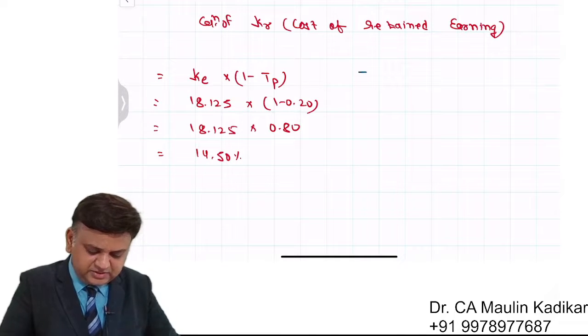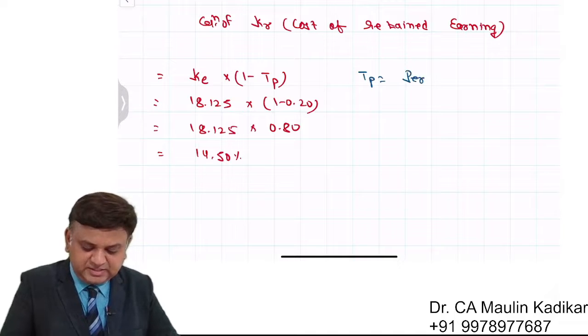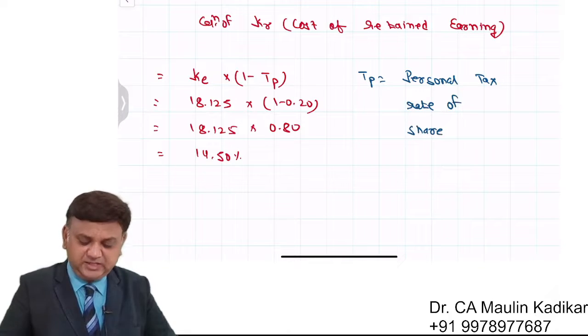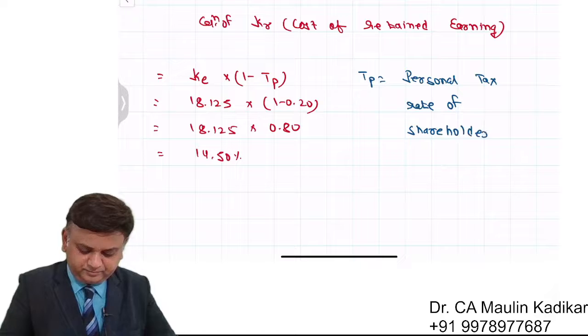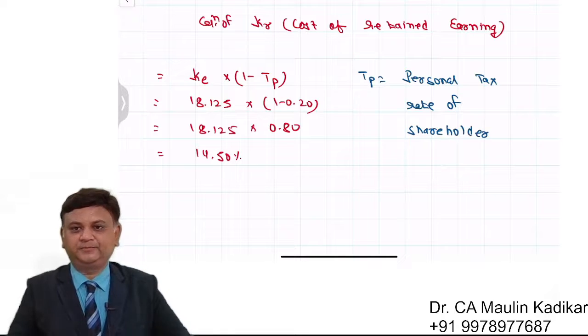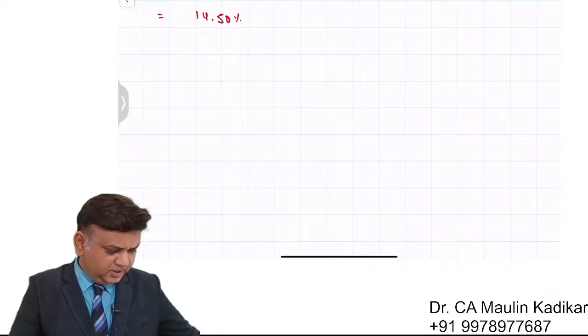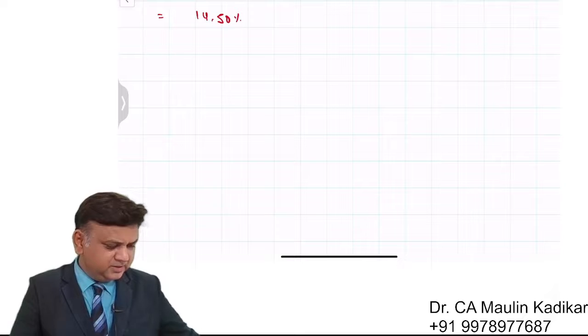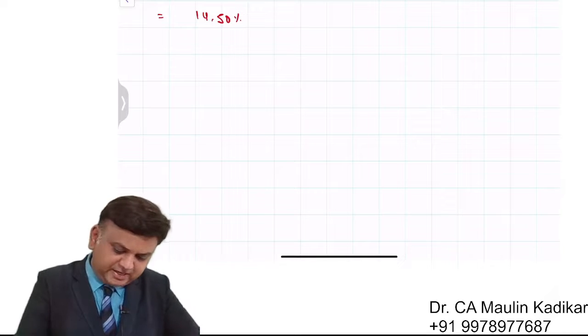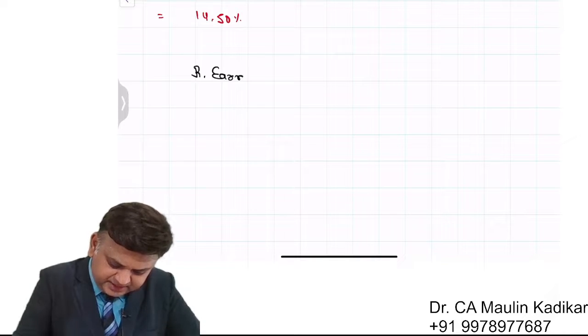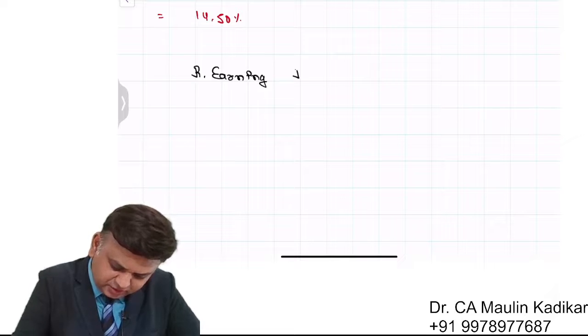See, the calculation is very simple. However, let us have understanding. Why do we do the answer like this? TP stands for personal tax rate of the shareholder, or we can say of the investor. Now, let us have understanding importantly like this. Let us assume that the company is having an amount of retained earning of 1 lakh. Let us assume that the company retains an amount of earning, rupees 1 lakh.